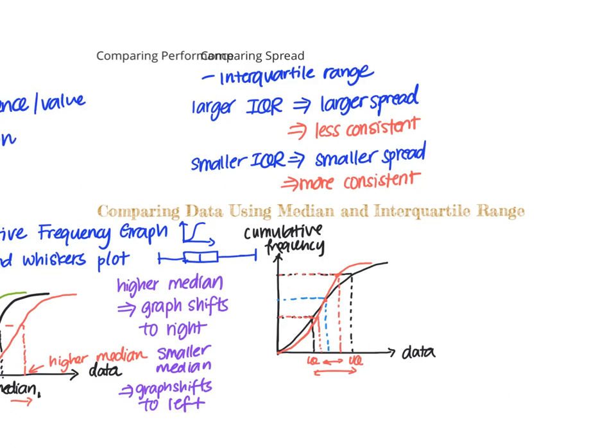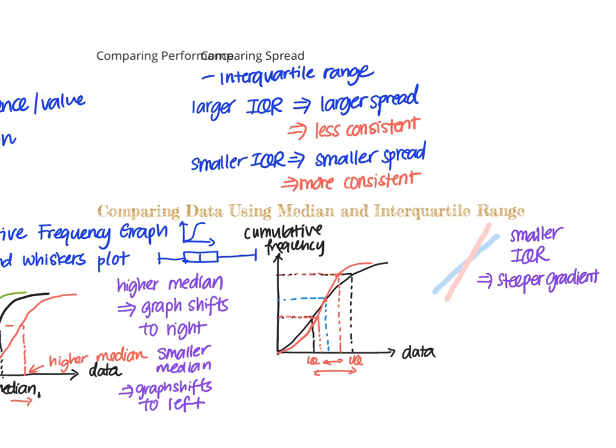From here we can see that originally my gradient of the graph looked something like this, and now my gradient of the graph changes to pass through the same middle point, but it is like this. So when we have a smaller interquartile range, the gradient actually becomes steeper. When you have a smaller interquartile range, the gradient becomes steeper.